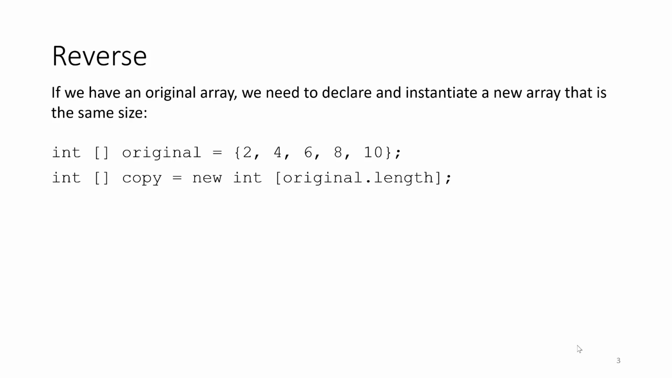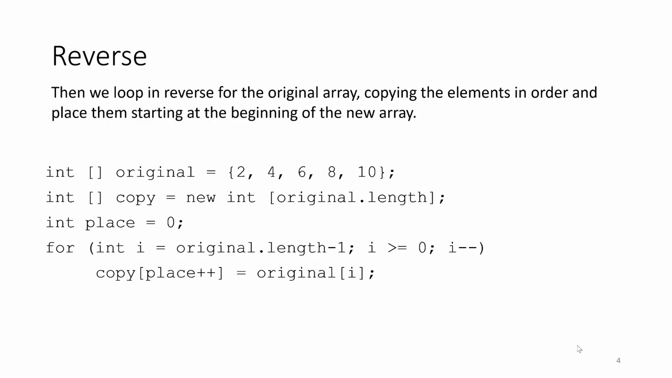exact same size. For this code, we have an integer array original where we've given it the initializer list of 2, 4, 6, 8, and 10, so it contains those values. We then create copy, which is instantiated at the same size as the length of the original array. Then we want to create a loop that will go in reverse for the original array, copying the elements over in order starting at the beginning of our new array.